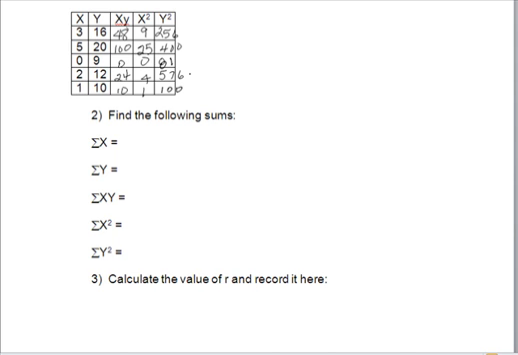Okay, so if we add up the x's, we get 11. If we add up the y's, we get 67. Add up the xy's, let's see, 148 plus 34 is 182. Add up the x squares, 10, 29, 39. Okay, and then 256 plus 400 plus 81 plus 576 plus 100.